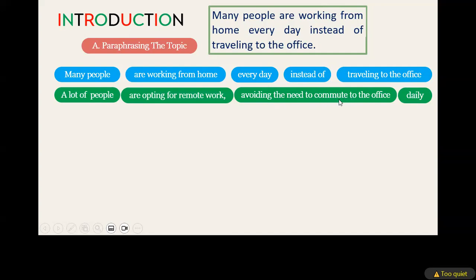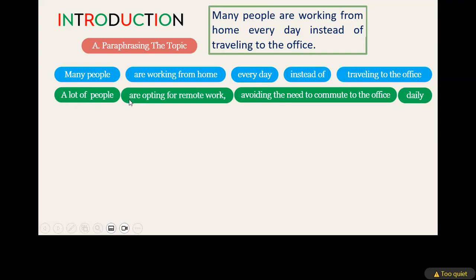فيك تحط go to work. The office حطيتها the office. ما بعرف كلمة ثانية الoffice. حطيت الoffice. Now this is the way. Daily حطيت آخر شيء. Now, a lot of people are opting for remote work, avoiding the need to commute to the office daily. Now this sentence, okay, equals تساوي this sentence. They are the same thing.